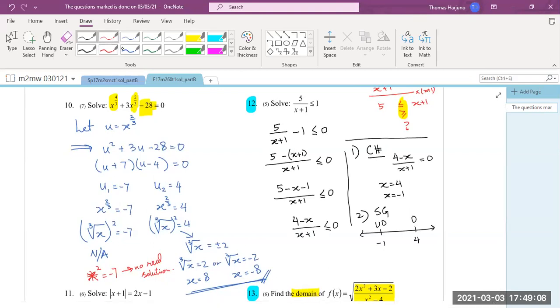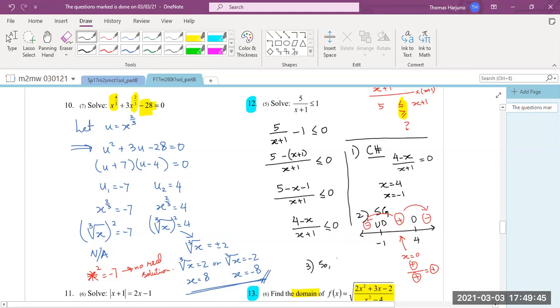Then you do testing points. Let's say I pick x equals 0. On the top, 4 minus 0 is positive. At the bottom, 0 plus 1 is also positive. The quotient is positive. Both critical numbers have multiplicity of 1, such that when I jump across a critical number, I change the sign. Then step 3, I need negative or 0. So the solution will be negative infinity up to -1, union 4 inclusive to infinity.